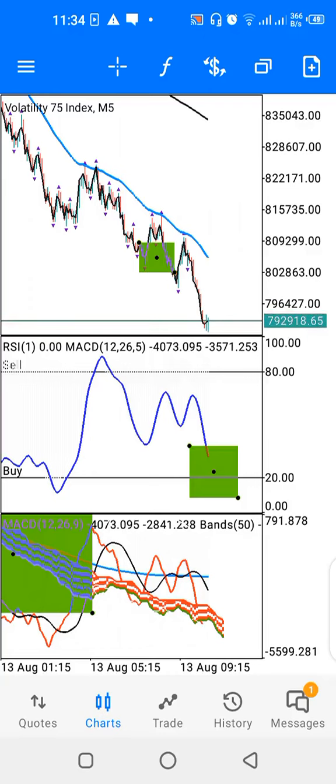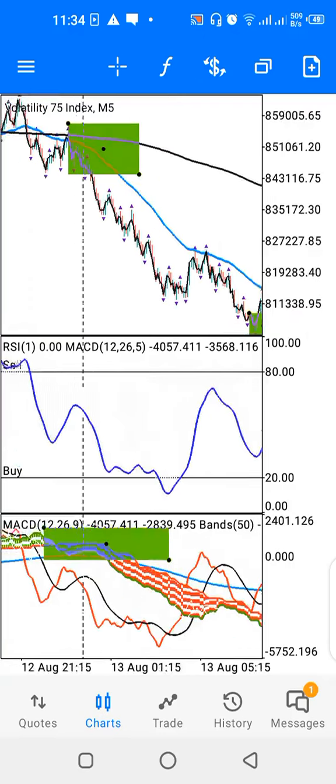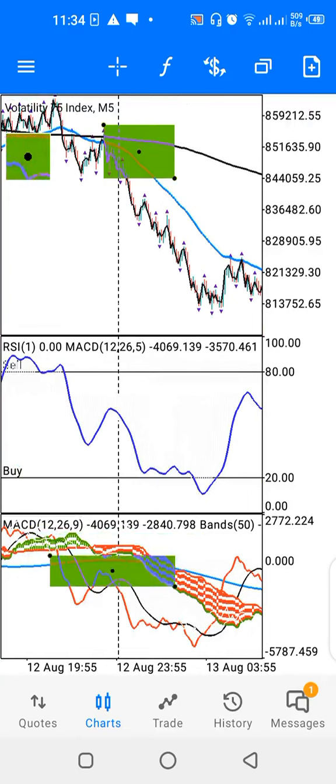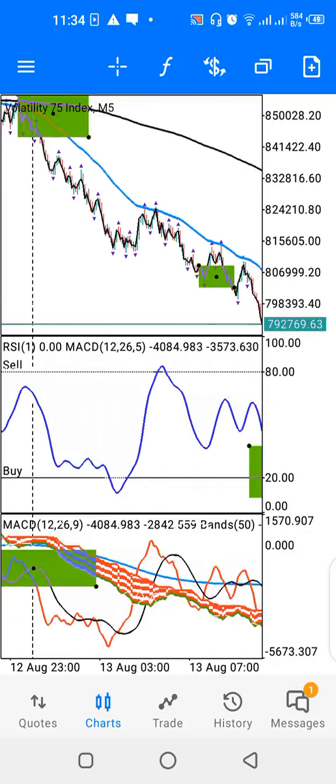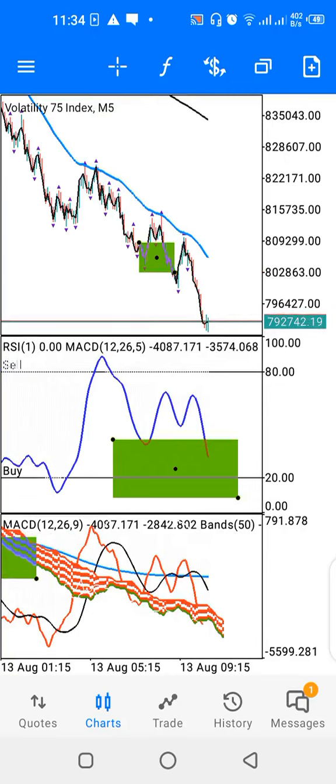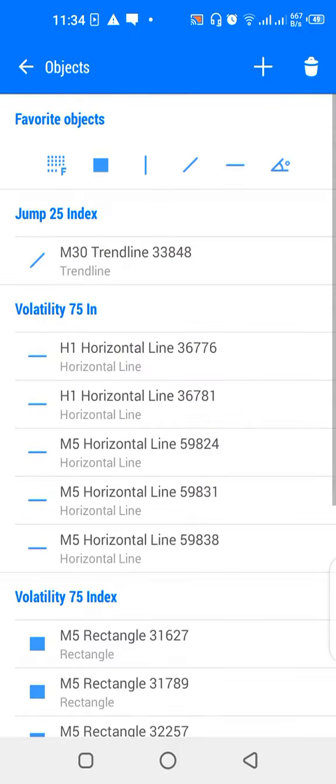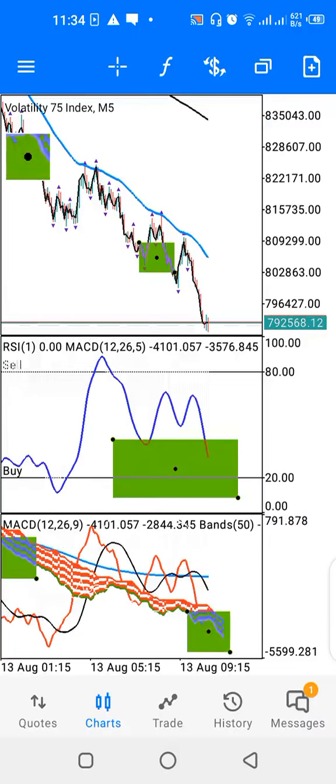Okay, and also for indicator window 2, you can see the red and the black line ticking below the Ichimoku. And you can still see it trying to go below the Ichimoku around here, turning downwards. Okay, attempting to go below the Ichimoku. So we expect more slide for the price, for the volatility 75 index price. So that's that for this strategy.